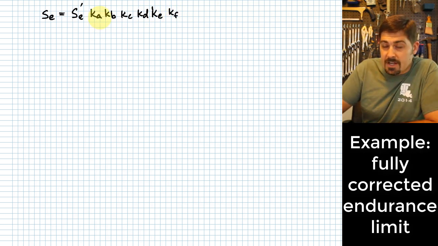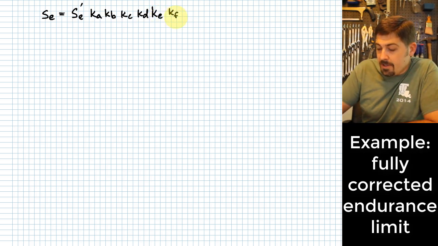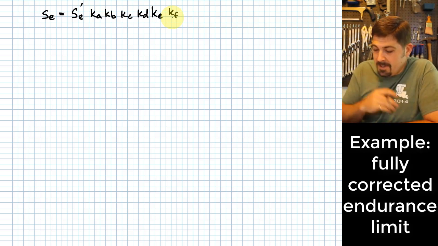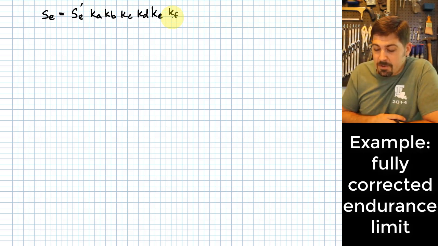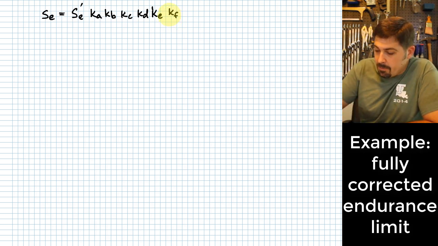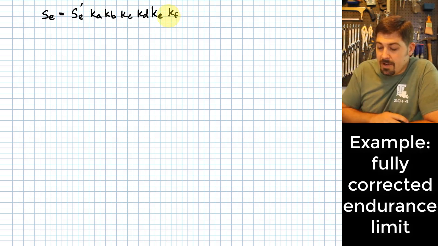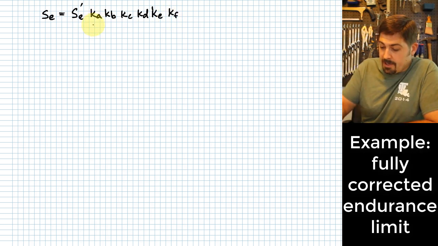Ka was the surface factor, Kb is the size factor, Kc was a loading factor, Kd was a temperature factor, Ke was a reliability factor, and then Kf was a miscellaneous effects factor, which you apply if you have some special data about a special situation. It gives you a placeholder where you can apply even more factors. These are called Marin factors.